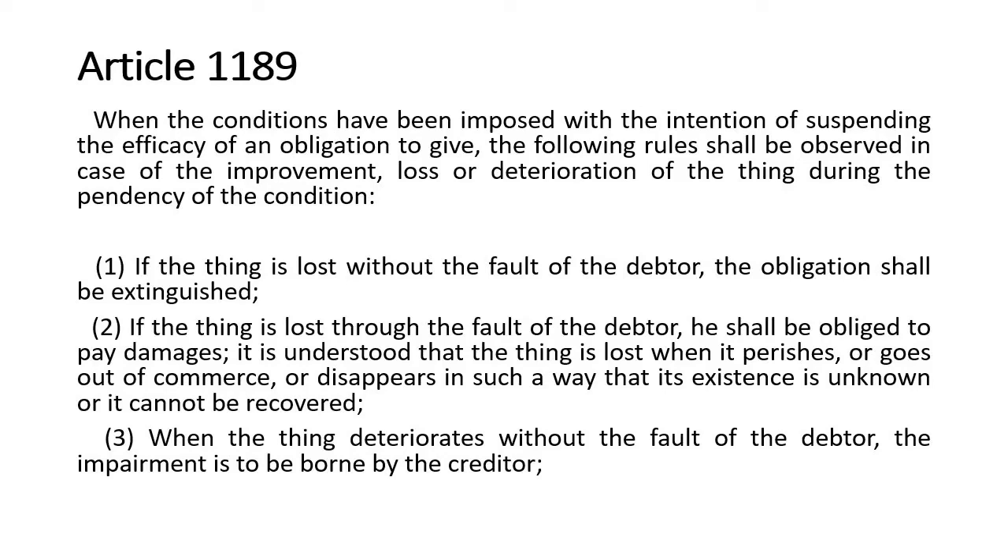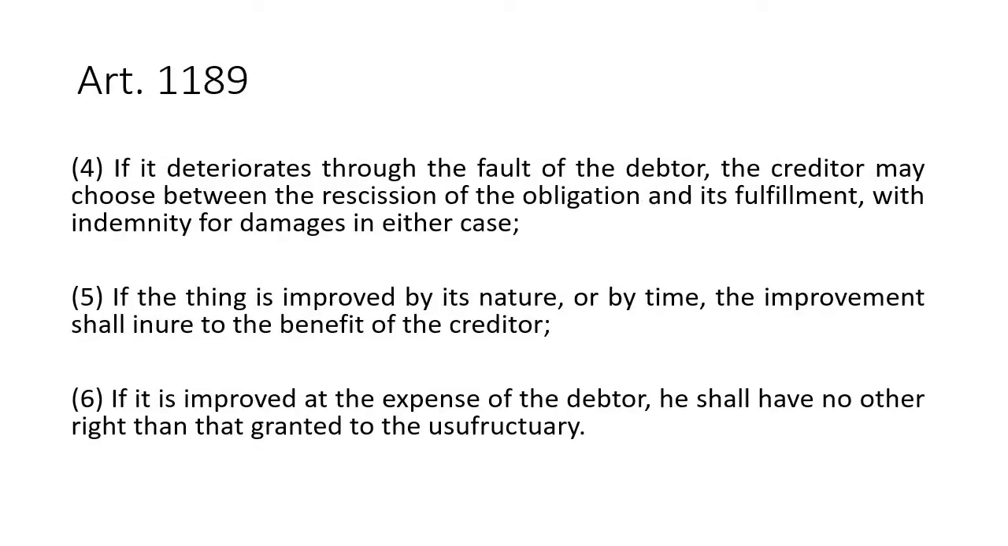3. When the thing deteriorates without the fault of the debtor, the impairment is to be borne by the creditor. 4. If it deteriorates through the fault of the debtor, the creditor may choose between the rescission of the obligation and its fulfillment with indemnity for damages in either case. 5. If the thing is improved by its nature or by time, the improvement shall inure to the benefit of the creditor. And 6. If it is improved at the expense of the debtor, he shall have no other right than that granted to the usufructuary.